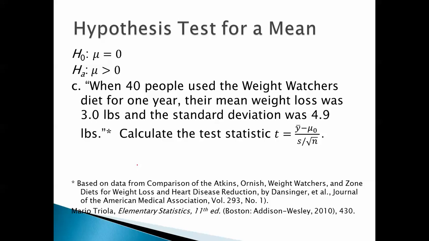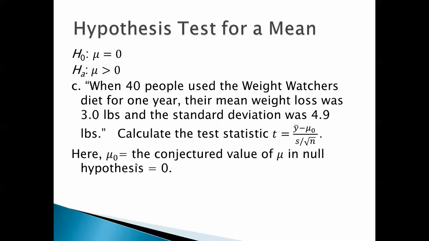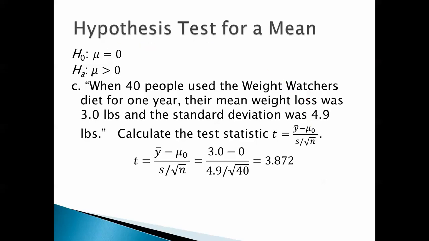When 40 people used the Weight Watchers diet for 1 year, their mean weight loss was 3.0 pounds and standard deviation was 4.9 pounds. Calculate the test statistic t equals y bar minus mu sub 0 over s over square root n. Okay, here mu sub 0 is the conjectured value of mu in the null hypothesis. In that case, that's 0. So that would be our mu sub 0. Okay, so t is y bar, we saw that was 3.0, minus mu sub 0, that's 0. S, the sample standard deviation, was 4.9, and n was 40. When we calculate this, we get 3.872.